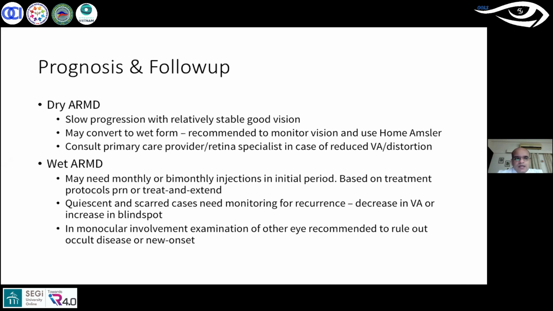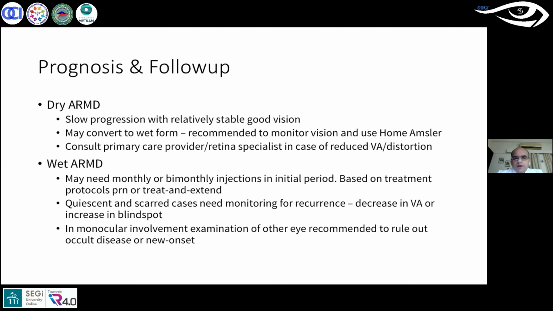Wet ARMD may need monthly or bi-monthly injections and hence clinical visits. The visits continue irrespective of whether or not you're undergoing intravitreal procedures, because we need to monitor these patients with either an OCT or a clinical examination. Quiescent and scar cases need monitoring for recurrence. So it does not mean that once your disease has regressed or there's no fluid, we don't see you at all. And this needs to be emphasized to a lot of these patients.